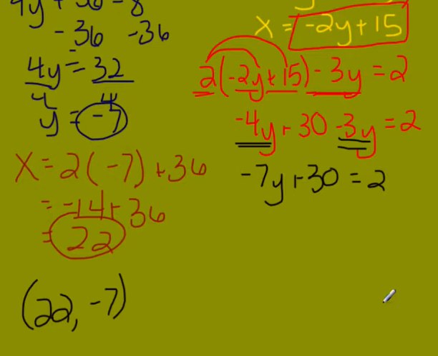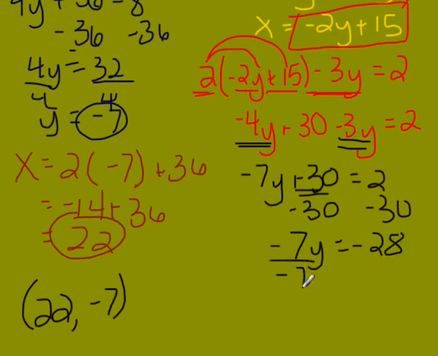So the next thing I want to do is take this plus 30 and subtract 30 from both sides. So we have negative 7y. 2 minus 30 is going to be a negative 28. So I'm going to divide both sides by negative 7, and I'm going to get that y is equal to a positive 4. So I'm not done yet. I know what y is equal to.